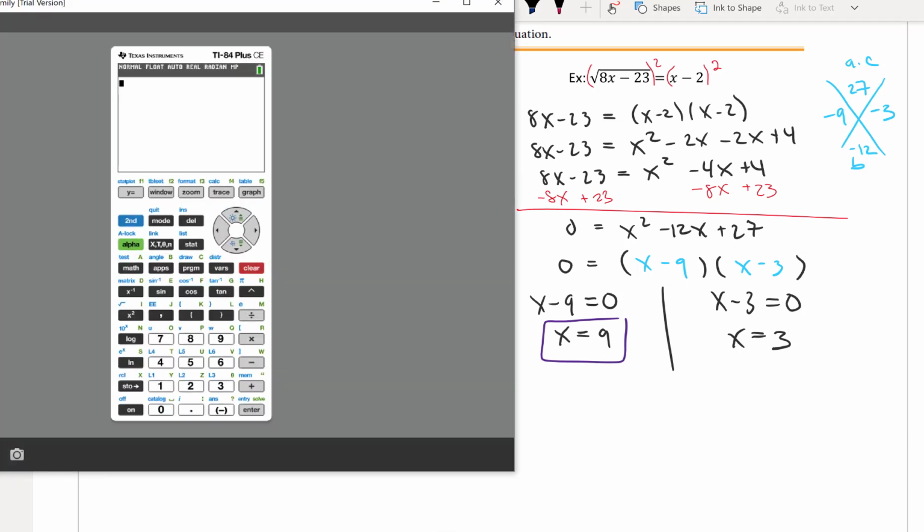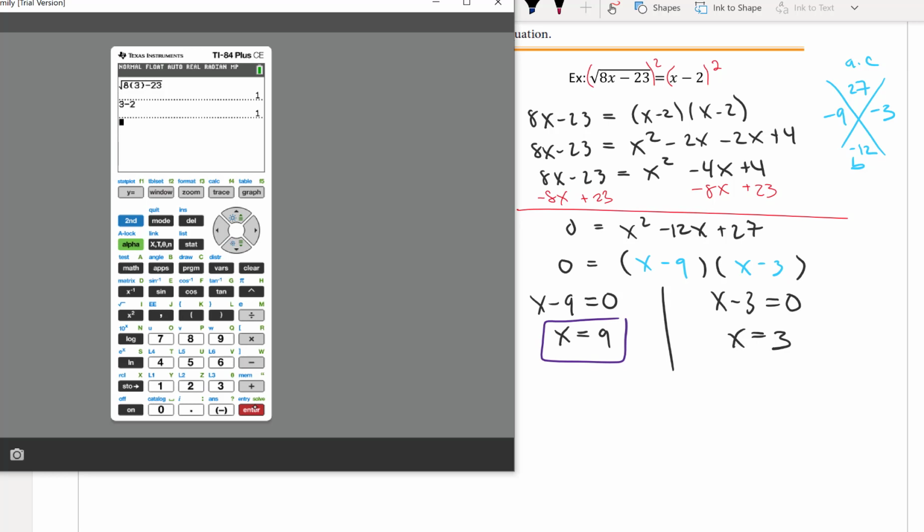So we can go ahead and try this again for x is equal to 3. So I have the square root of 8 times 3, that's the value I'm plugging in, minus 23. So that's equal to 1. So we're going to plug 3 into the x minus 2. So 3 minus 2, it should be equal to 1.